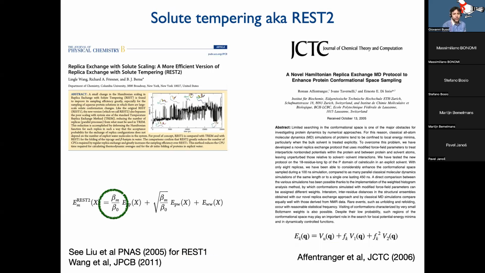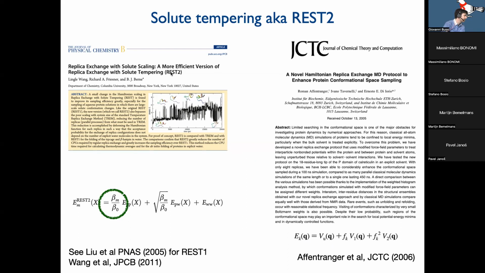Okay, so this is the idea of solute tempering that many people now call REST2, for a reason that I will discuss now. So REST is replica exchange solute tempering. The first paper putting forward this idea of solute tempering, which is named like this because you temper only the solute, is this PNAS paper from the group of Bruce Berne, 2005. But actually, the same authors later realized that the protocol they originally proposed was suboptimal. And so they named the second version REST2. And now this is the version that everyone is using, so it's very common to hear this name, REST2.